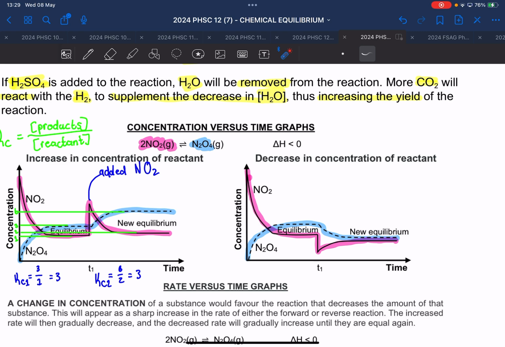Yes, the reverse reaction will be favored. When the products react with one another, they form more reactants.